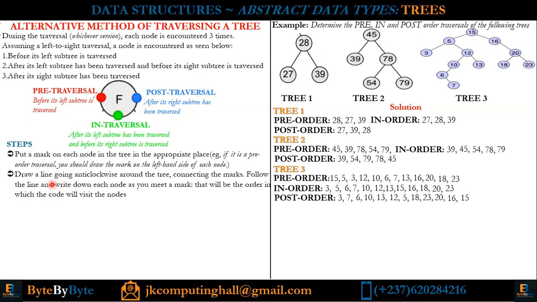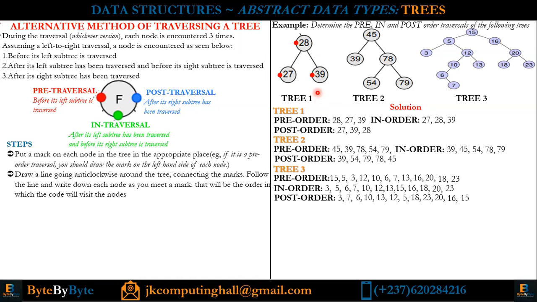Draw a line going anti-clockwise. Remember, this is clockwise direction, but here we are talking about anti-clockwise, so we are moving like this. Draw a line going anti-clockwise around the tree, connecting the marks. Follow the line and write down each node as you meet a mark. That will be the order in which the code will visit the nodes. So that is what we are talking about.